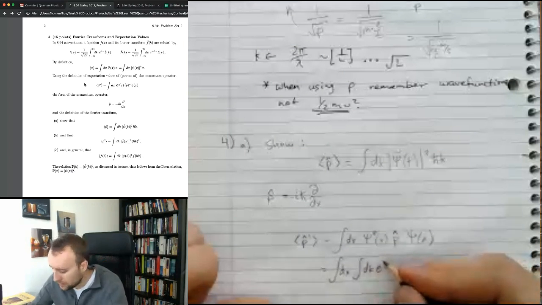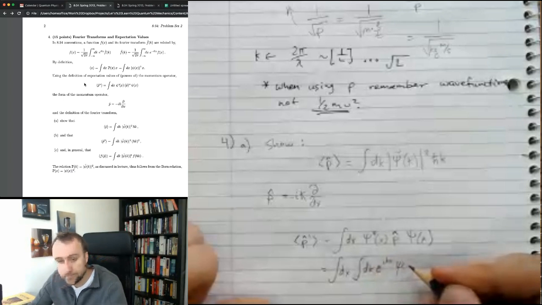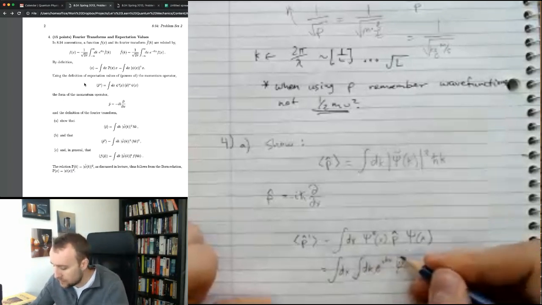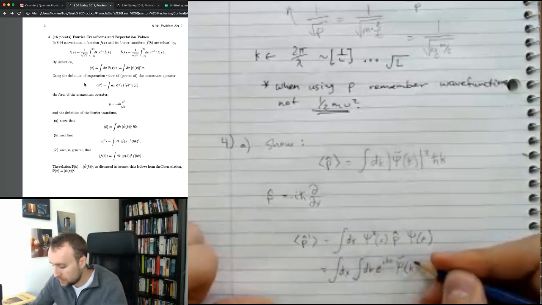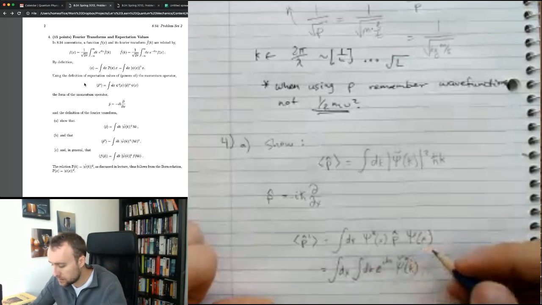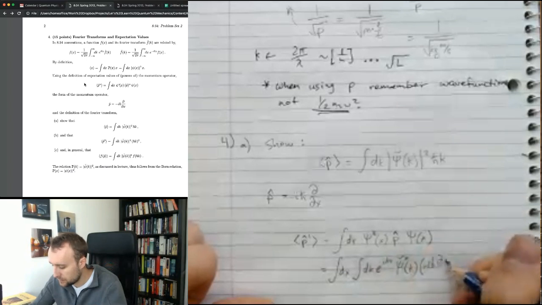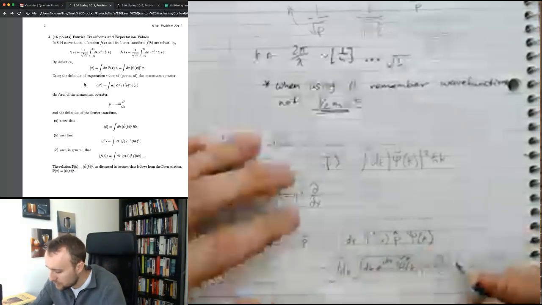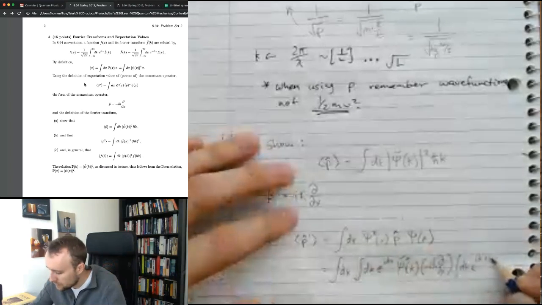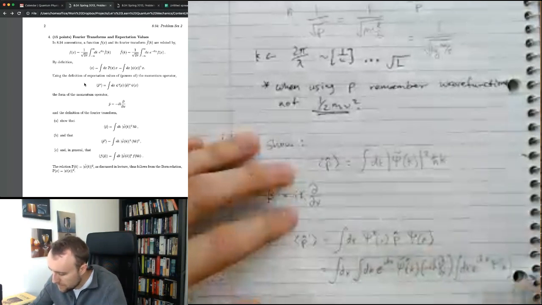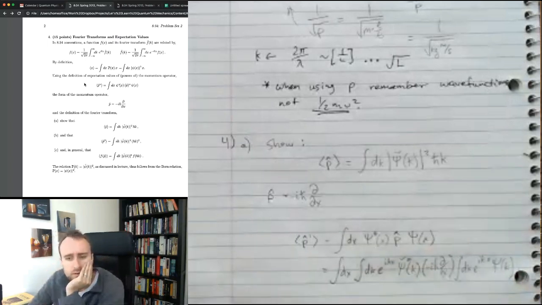dk e to the ikx, psi tilde of k complex conjugate, minus i h bar dx, dk e to the ikx. I don't know whether this has got me any further.